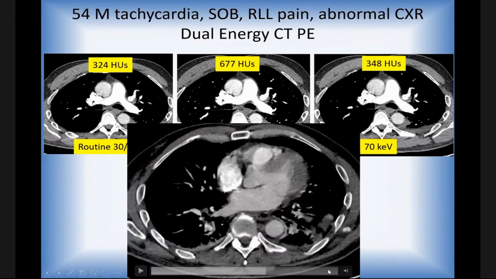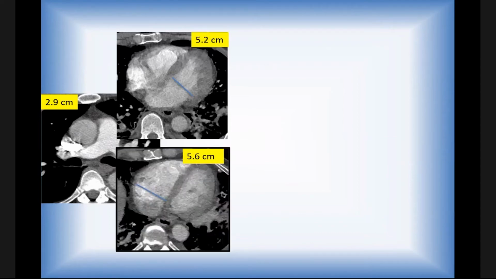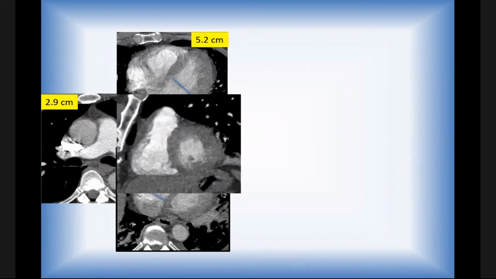Right here in the lung bases. So we measure the diameter of the main pulmonary artery. It is 2.9, still considered normal. And then we measure the biggest diameter of the left ventricle, and the biggest diameter of the right ventricle is almost the same. And then I also did the reconstruction on the short axis of the cardiac axis.